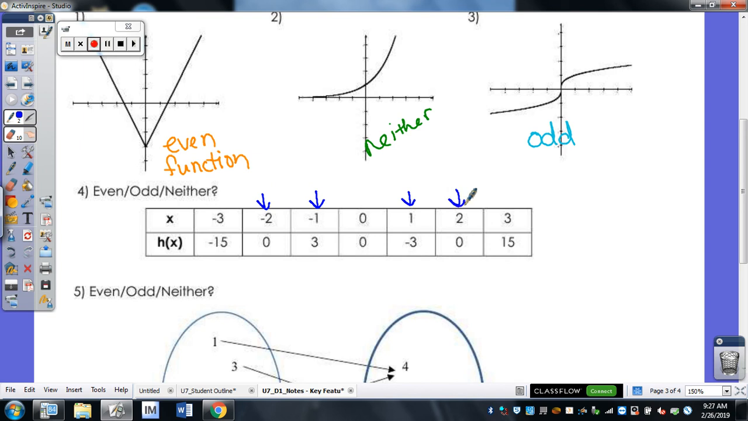So if I look at negative 2 and positive 2, that doesn't help me much, because 0, you can't change its value. 0 is 0. It's neither positive nor negative. So then I'm going to look at my 3s. So negative 3 gives me negative 15, but positive 3 gives me the opposite, positive 15. So this is going to be an odd function, because the negative versions and the positive versions give you the opposites. One stays negative, one turns positive.